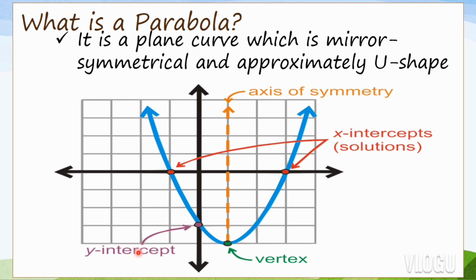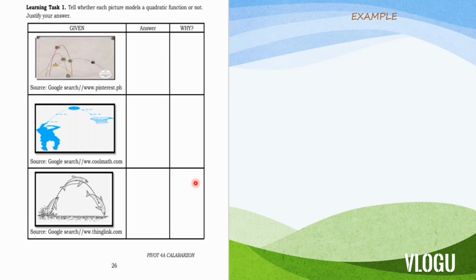Meron din naman tayong tinatawag na y-intercept. Ang y-intercept is the point that lies on the y-axis which is included in our parabola. Ito po ang ating y-intercept.